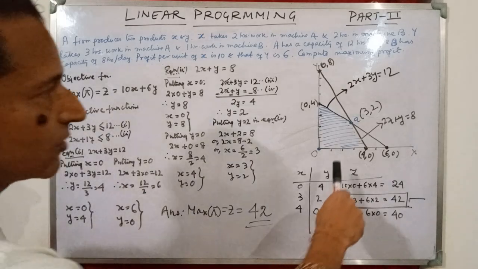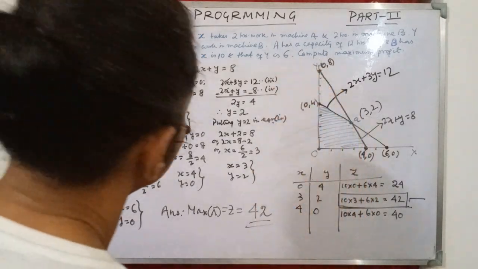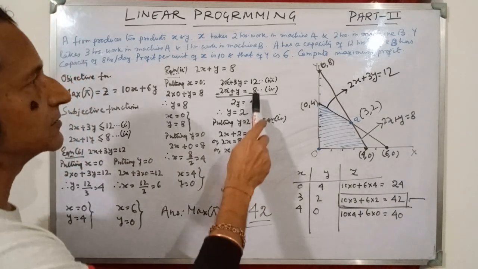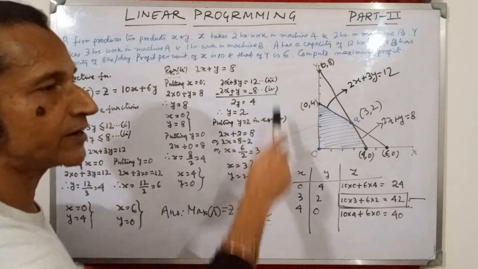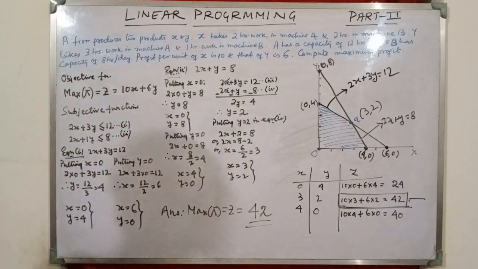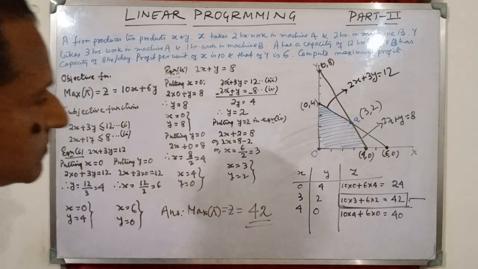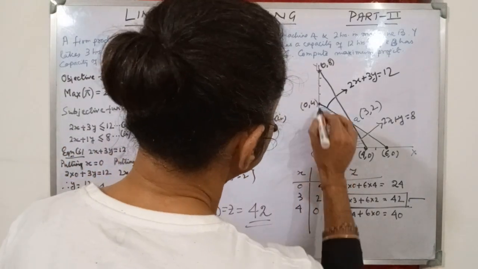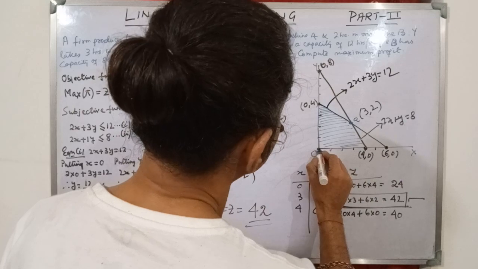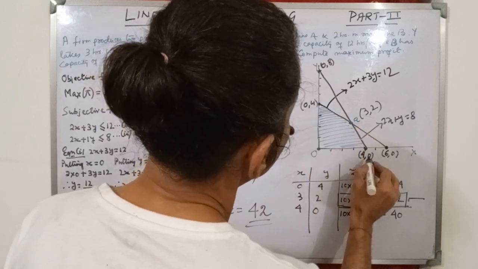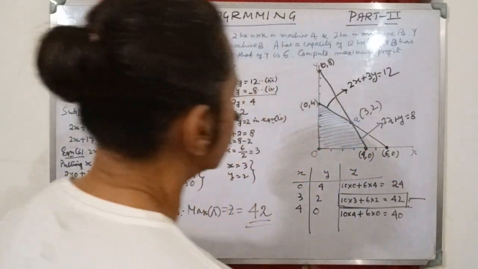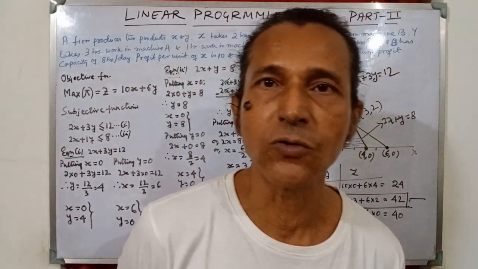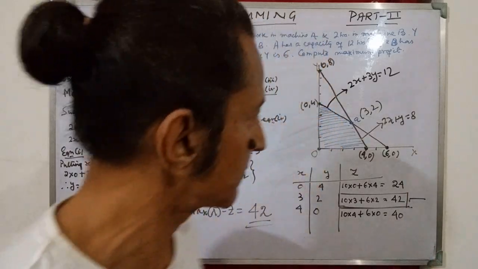We have to find out the coordinates of point A, and we have done this by simply solving the two equations, and we have found out x equals 3 and y equals 2. So we have already got the values of all these four coordinates: 0, 0; 0, 4; 3, 2; and 4, 0. You don't need to consider 0, 0 because in that case profit will be 0. So there is no need to consider the origin.